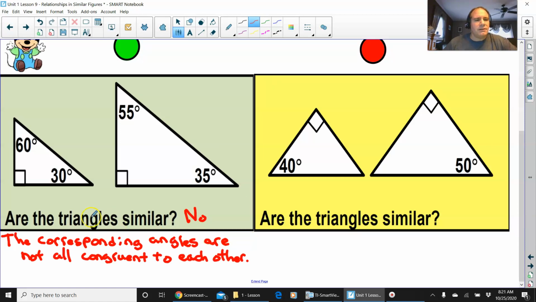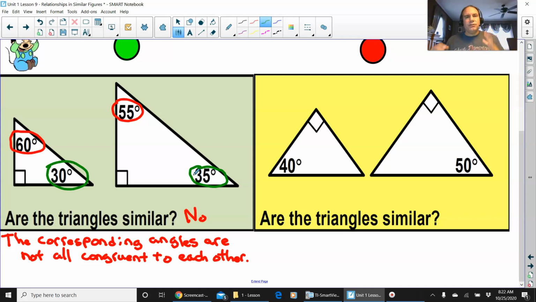All right, so are the triangles similar? No, they are not. Corresponding angles are not all congruent to each other. 60 and 55, not equal. Those are corresponding angles that are not equal, and then 30 and 35 are not equal to each other. Think about it. If you have corresponding angles that are not equal, that means you do not have the same shape. It might look like the same shape, but it is not. It's definitely not the same size, but that doesn't matter. It's the same shape that it needs to be.